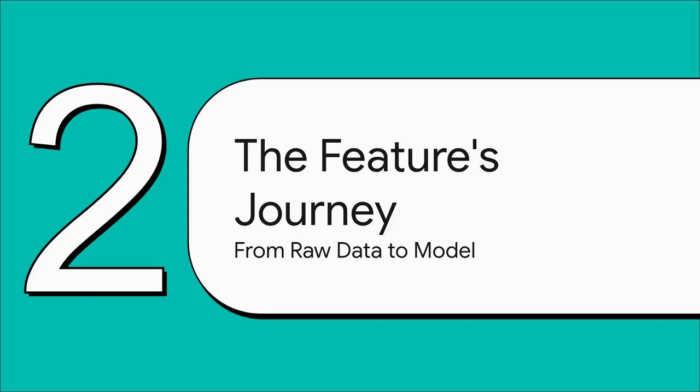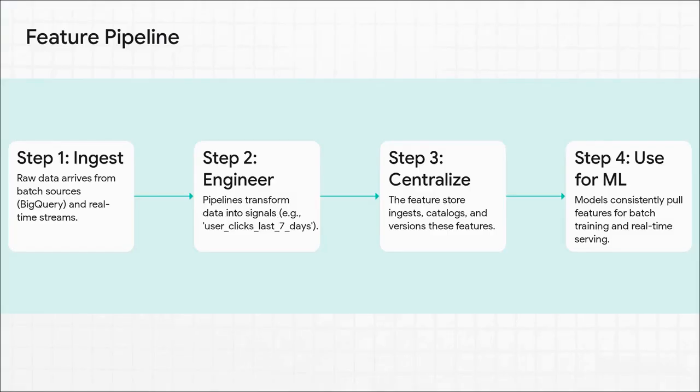Let's follow the journey of a pretty common feature, something like user activity, and see how it goes from just raw data into a perfectly prepped ingredient ready for any model. So it all starts with raw data, right? It's flowing in from everywhere. Then, data pipelines get to work transforming it into a valuable signal, something useful like user_clicks_last_7_days. That's the prep work. Then, that finished ingredient gets placed into the feature store, our pantry, where it's cataloged and put on the shelf. And here's the real magic. From that point on, any model can grab that exact same ingredient, whether it's for training on years of historical data or for making a split-second prediction for a live user. It's the same feature, calculated the same way every single time.